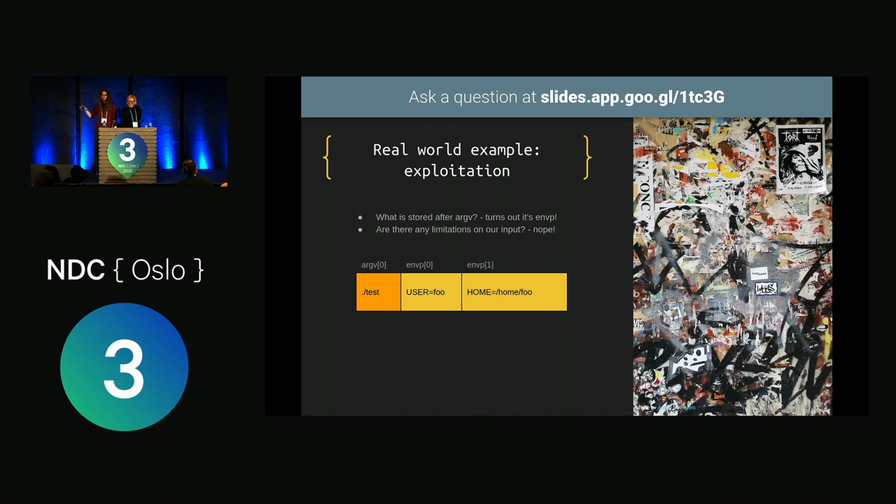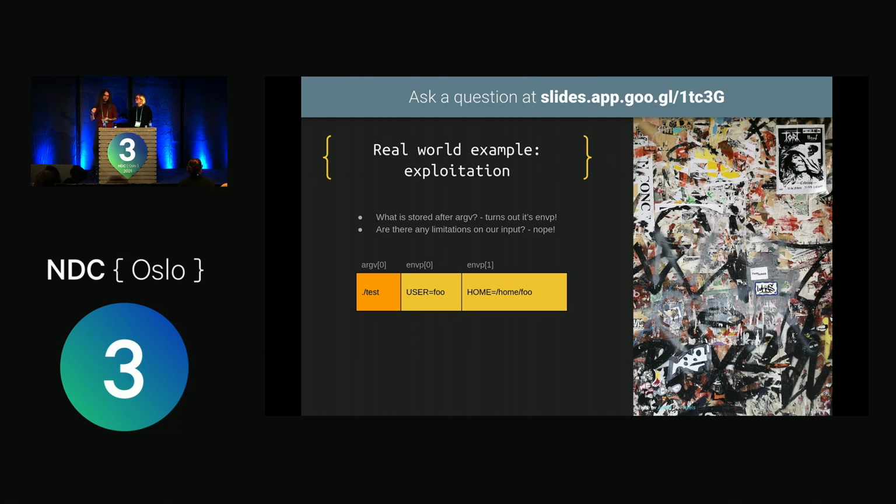So at the bottom here, you can see an example of how it could look if you have a program called test with no command line arguments and 2 environment variables. This is the layout in memory. You would have the name of the program, that's the first argument vector entry. And then you have all the different environment variables that are just stored right after each other in memory.